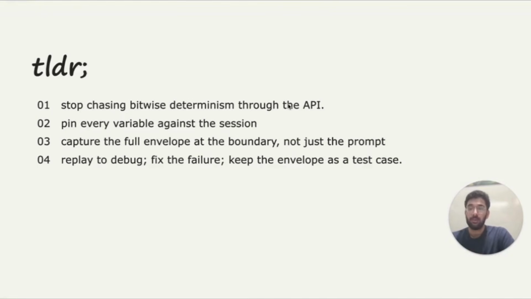Fourth, use the replays to debug. Make sure that you find the issues, fix the failures, and then finally, use the same trace as a test case. Fifth and final, keep the generation time variation alive. Don't try to pin the temperature to 0. After all, that is what brings the agency into your agent.